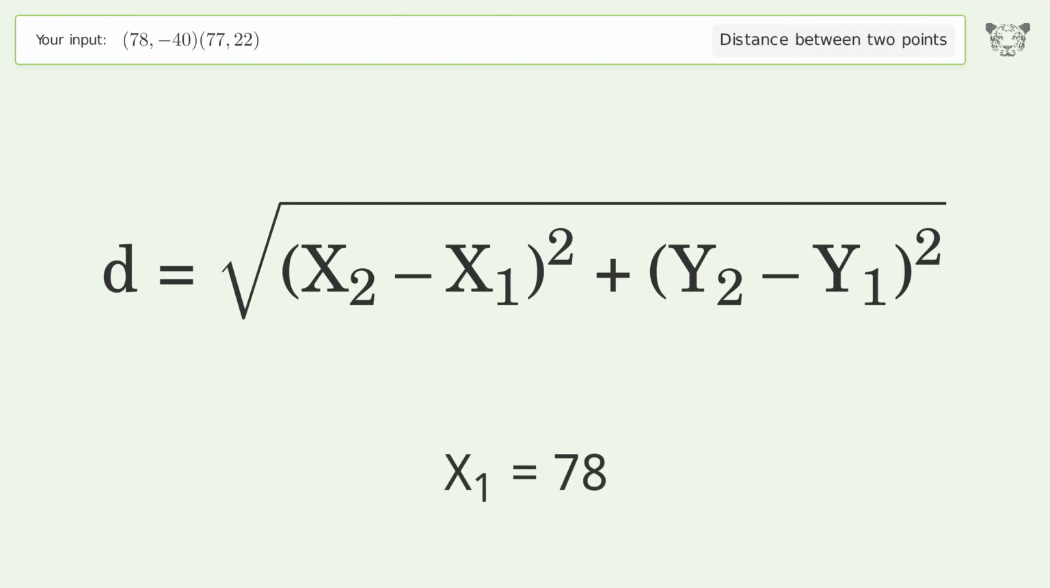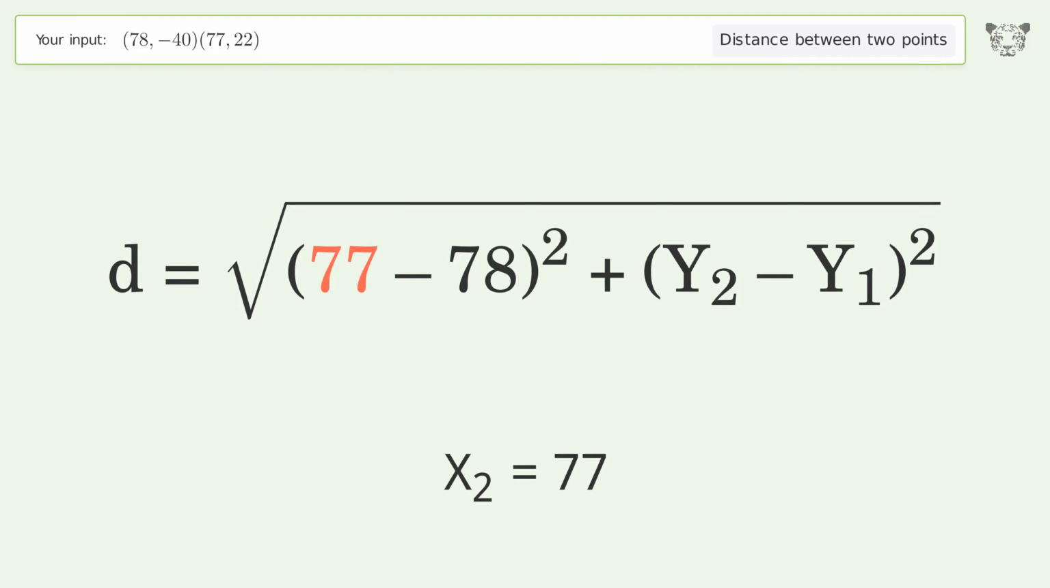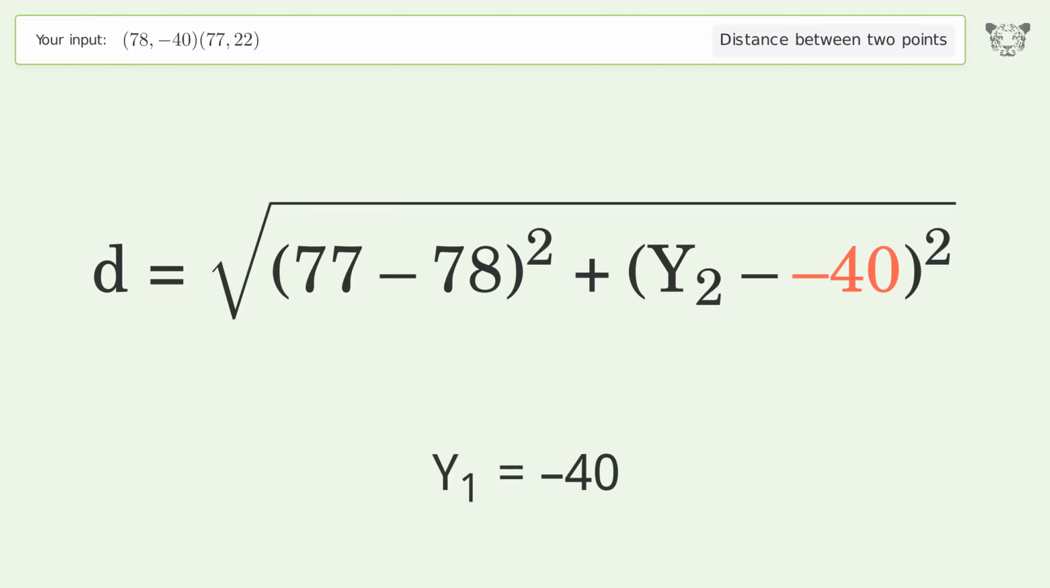x1 equals 78. x2 equals 77. y1 equals -40. y2 equals 22.